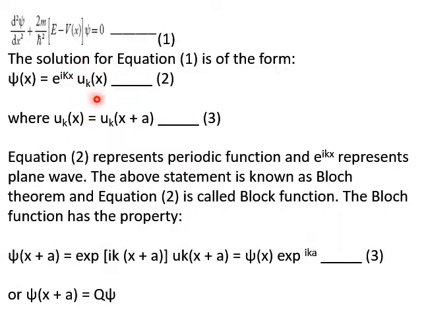Now what is u_k? u_k is again a function, and this function satisfies u_k(x) = u_k(x + a). Now there is a second statement of this theorem as well, and that is psi(x + a) = psi(x) e raised to power ika. Now how does it come about?